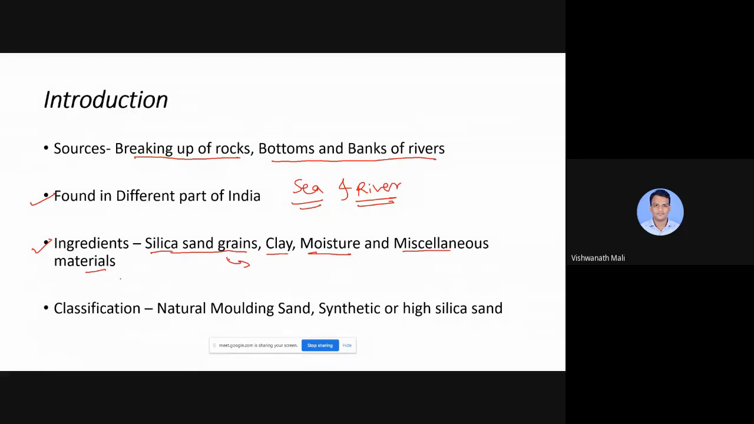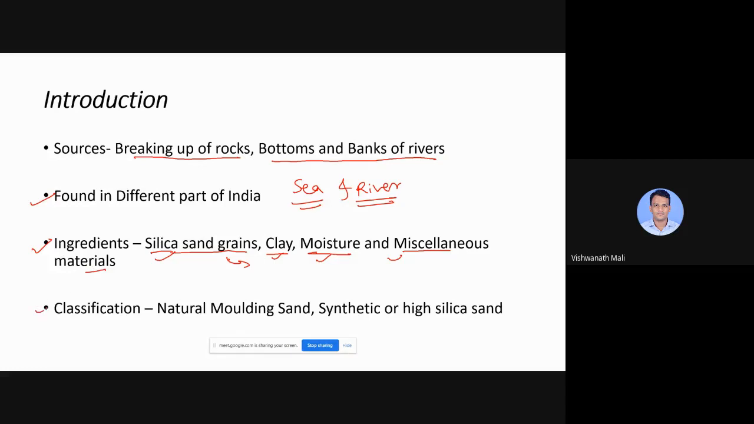So we are going to study in detail the content of silica, clay, moisture, and miscellaneous materials. What if this composition changes? What do we call that particular sand? That part we are going to see.